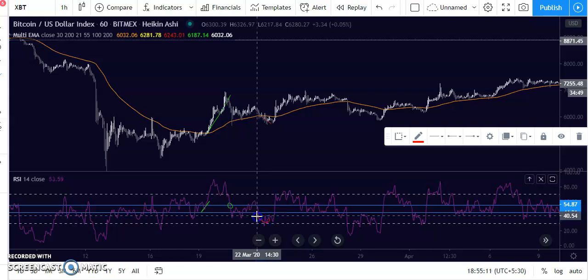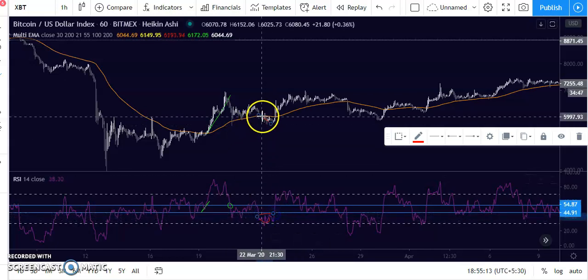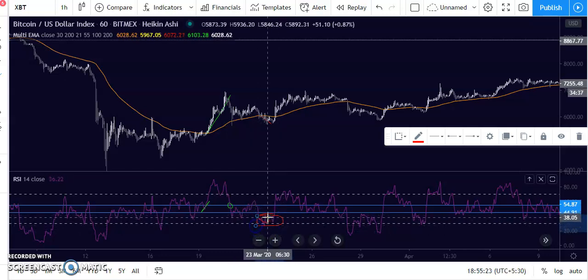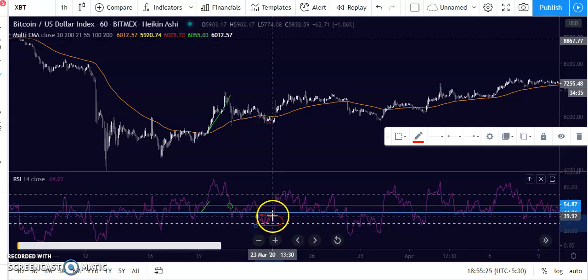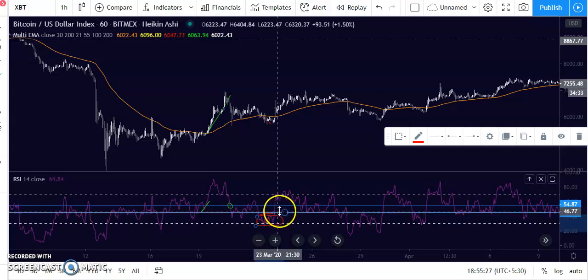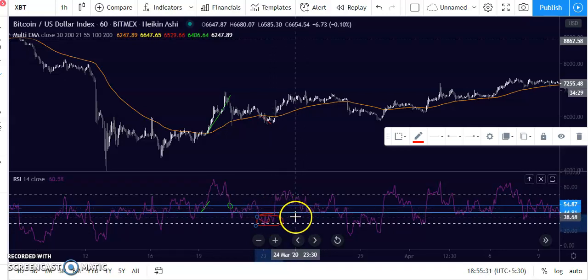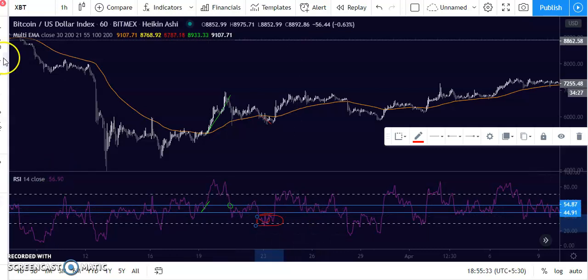So what you should do, the first lesson, is as soon as you see the price going down below this orange line, you should immediately sell and wait. Wait until the price enters above the 45 RSI region. So how should you see the 45 RSI region? This is like a traffic light.